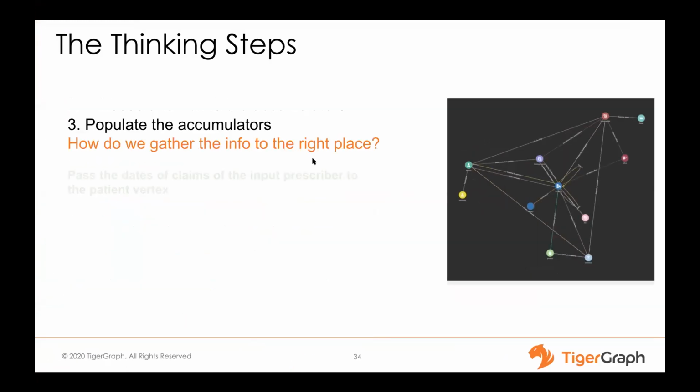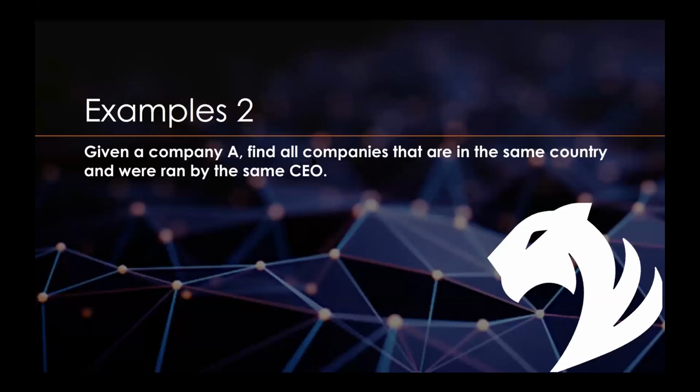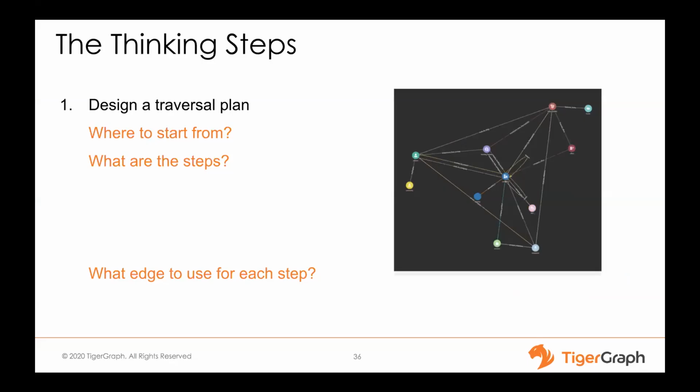So hopefully, let's do this really quickly. Okay, now this is a simple example. Again, given company A, find all the companies that are in the same country and run by the same CEO. This is the example I gave when I talked about the traversal plan, right? So again, where do we start from? Of course, we want to start from company A because that's the input, right?